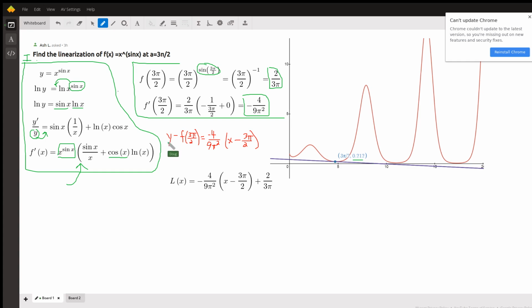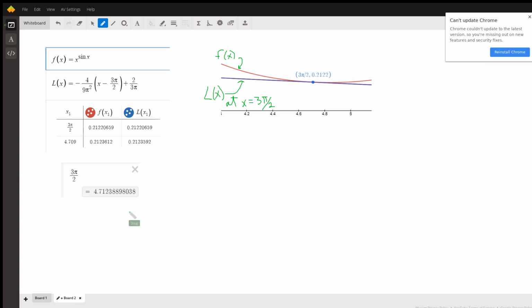So we can use point slope to write the equation of that tangent line. y minus y sub 1 equals slope times x minus x sub 1. And we can replace y with L of x, the linearization, equals the slope, -4 over 9 pi squared, times x minus 3 pi over 2, plus, when we move this term to the right side, f of 3 pi over 2, which is 2 over 3 pi. So there's the linearization of this function. And it's actually just the equation of this tangent line.